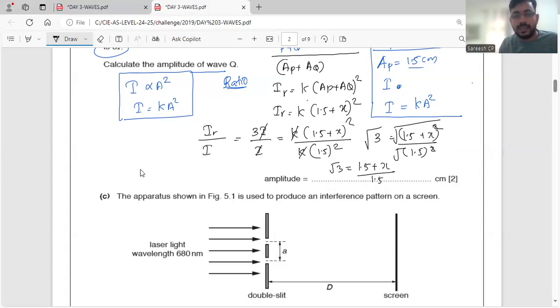So now I'm just writing here, root 3 multiplied by 1.5 equals 1.5 plus x. So x equals root 3 multiplied by 1.5 minus 1.5, which is equal to, just a second, root of 3 multiplied by 1.5 minus 1.5. I get it as, just a second.